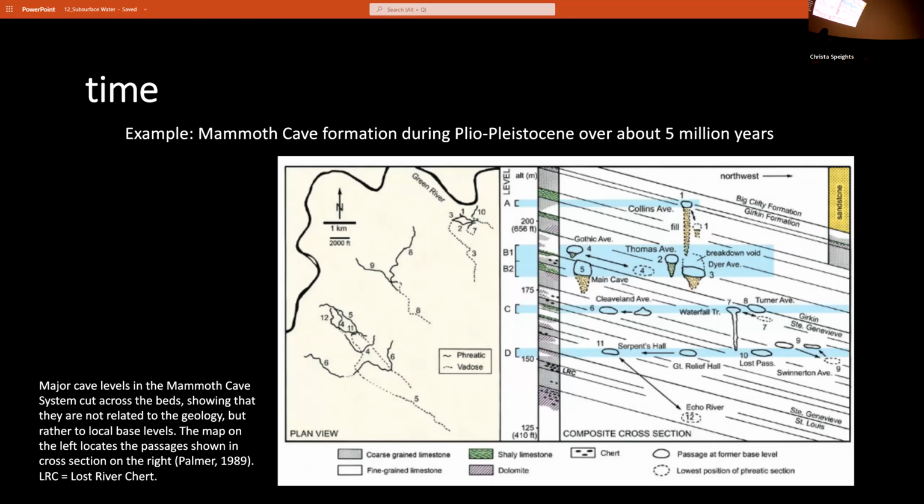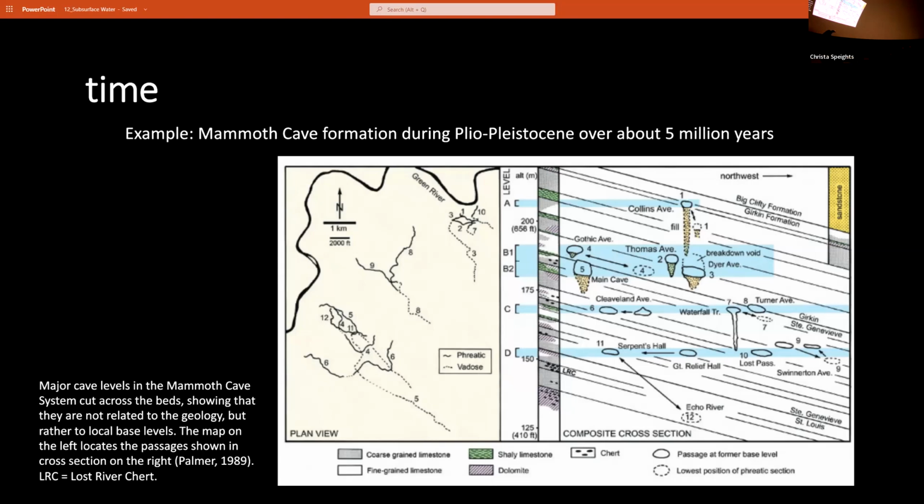And so the passages in Mammoth Cave all feed out to the Green River that flows across the national park. And so the oldest passages are at the highest level, shown here as Collins Avenue. And so, you know, as these high level passages were forming, the water is moving through and it's down cutting in the floor of those passages, and the Green River is also down cutting.